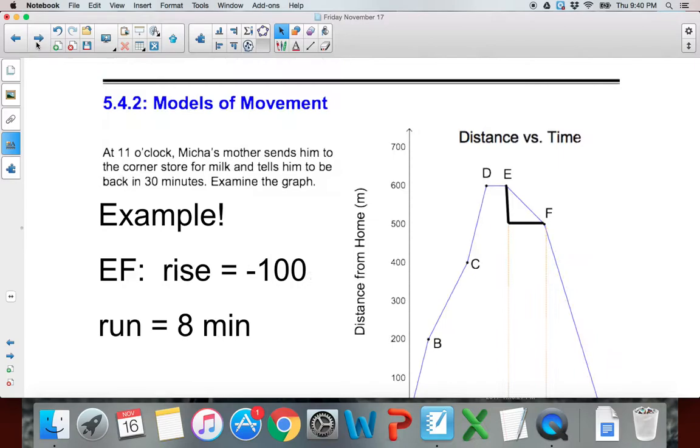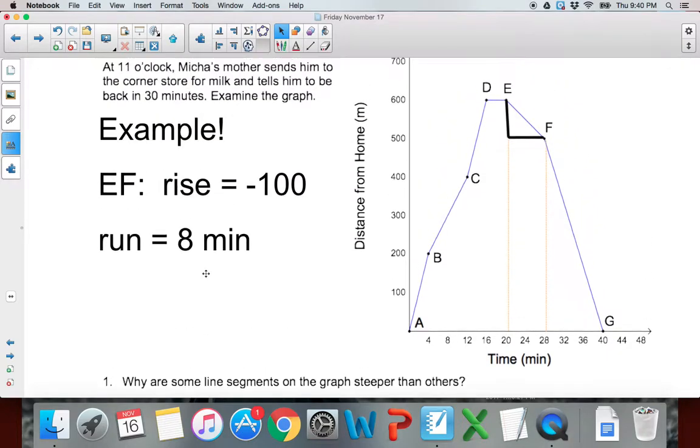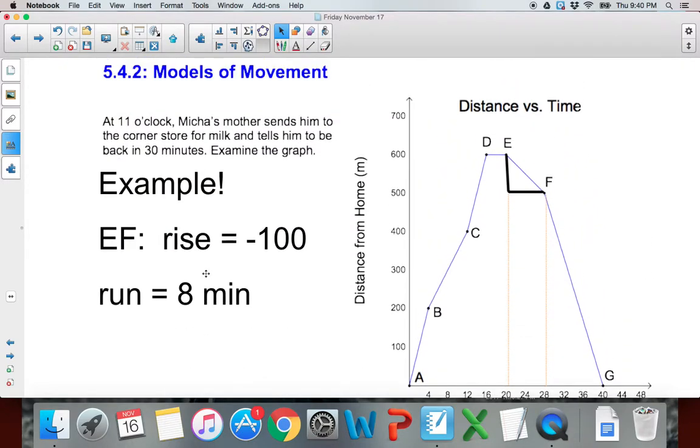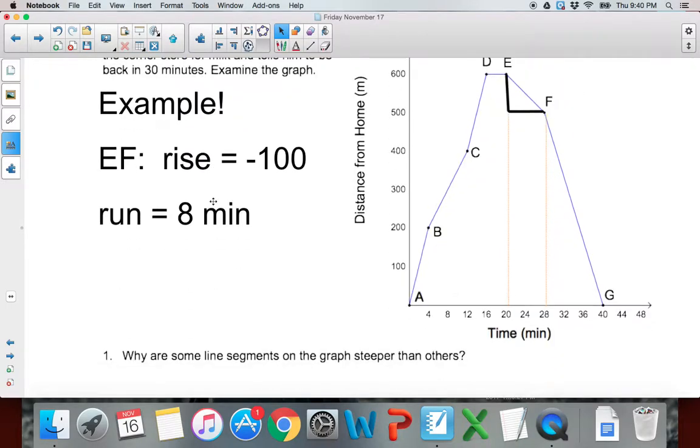Then let's look at the next part. This one's similar, where you have to answer why some parts are steeper, and mostly just what it means. Here's Mika's mother sending him to the corner store for milk and telling him to be back in 30 minutes. He takes 40 minutes, first of all. But it asks us to find the rate of change for each section of his walk. A to B is the first section, similar to the last question, then B to C. For each of these little sections, you're going to make their own triangles. I'm trying to outline it right here. C to D, and I wanted to give you an example for EF.